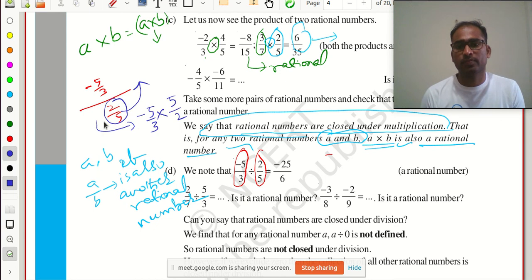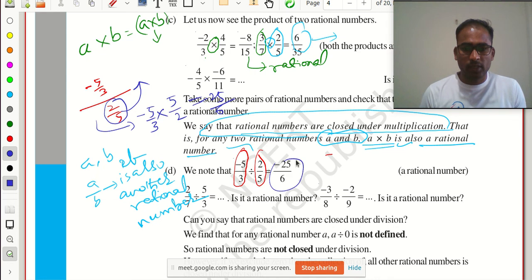5 by 2, you just multiply. Minus 5, 5 fives are 25, 3 twos are 6. So minus 25 by 6. Here this minus 25 by 6 is another rational number only, na?